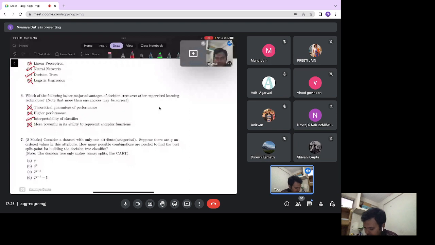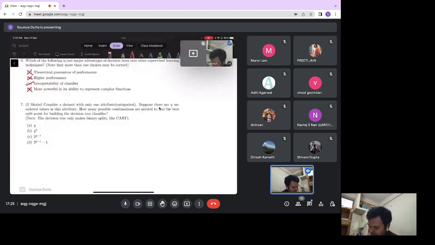Then consider a data set with only one attribute, which is categorical. Suppose there are q unordered values in this attribute. How many possible combinations are needed to find the best split point for building the decision tree classifier? The decision tree only makes binary splits like CART.